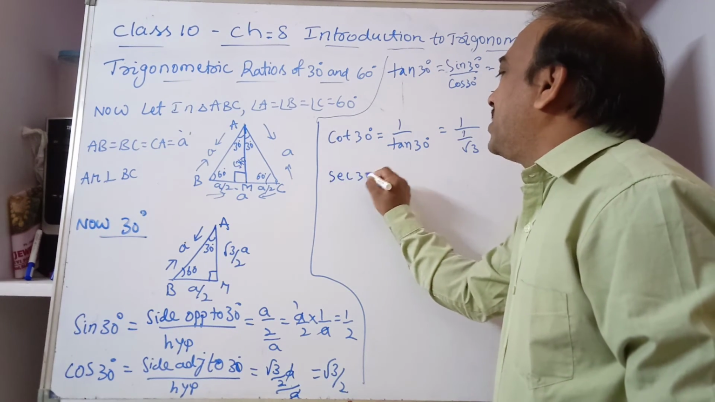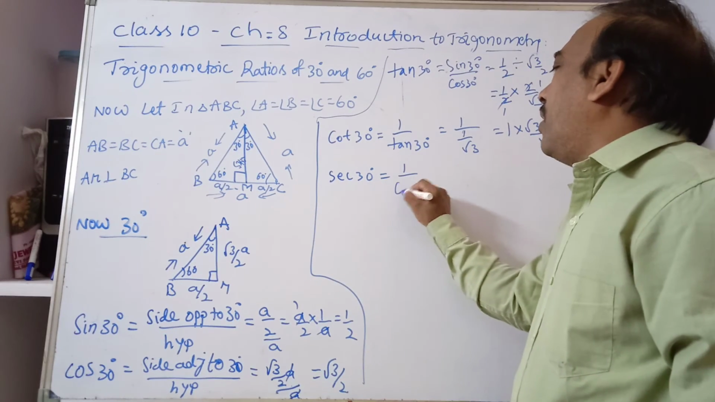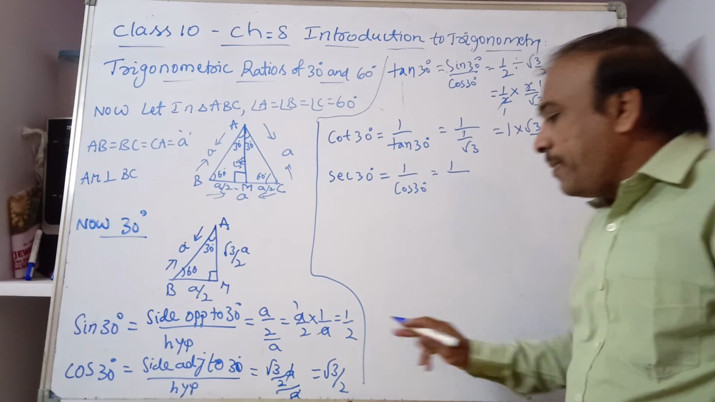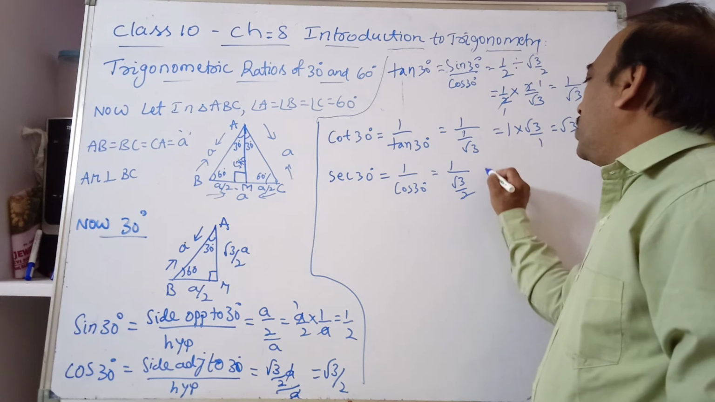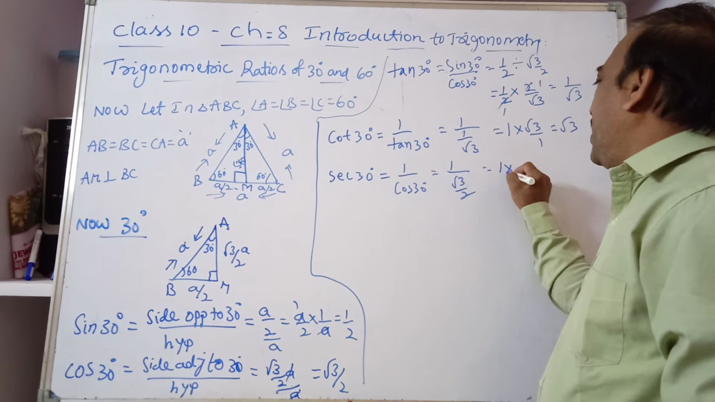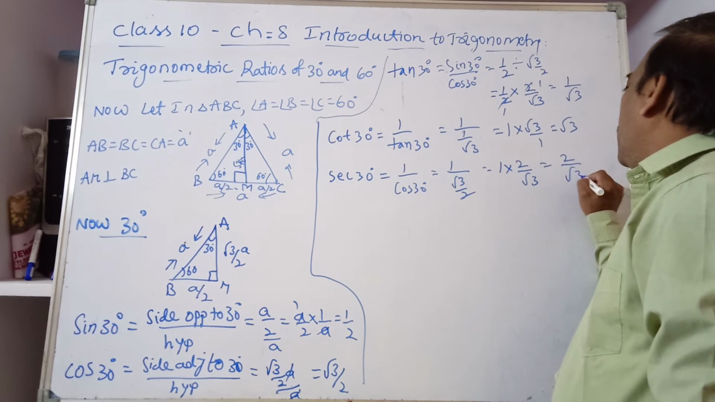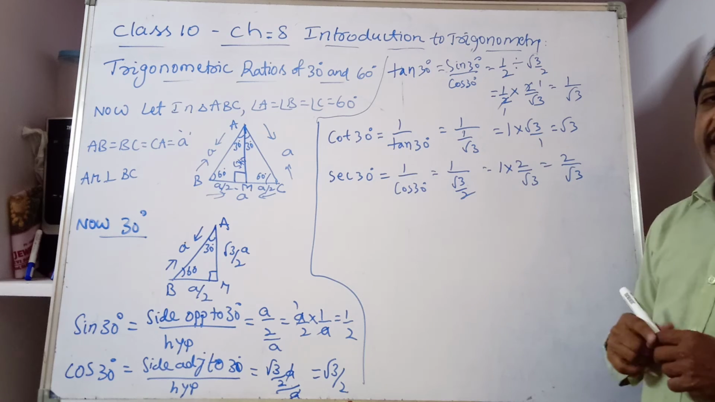Secant 30 degrees is the reciprocal of cos. So 1 by cos 30 degrees, which is 1 by root 3 by 2. The reciprocal is 1 into 2 by root 3, which is equal to 2 by root 3. This is about secant 30.